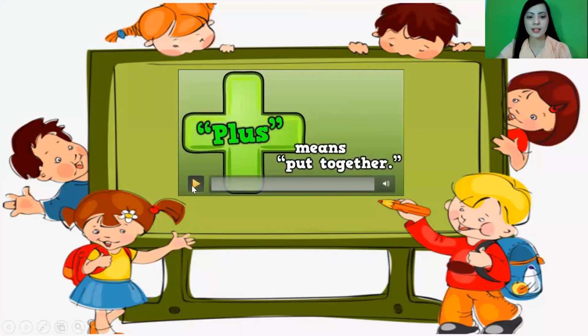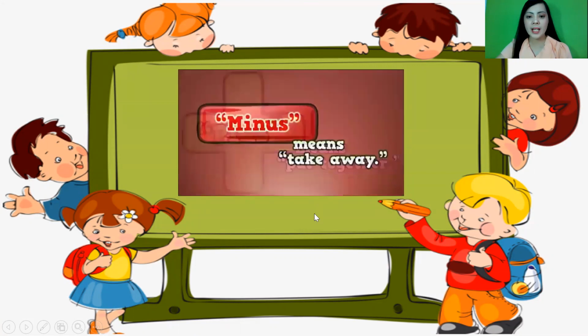Our lesson for today is about addition and subtraction, adding and subtracting. So this is the symbol for addition. It is called plus, means put together. Okay, and this is now the symbol of subtraction. It's called minus, means take away.